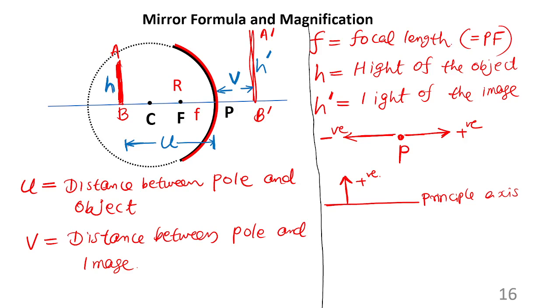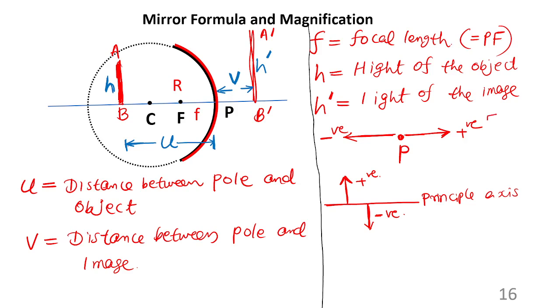But any height below the principal axis, wherever may be the position, regarding height, the height is negative. For example, if you get the image A dash B dash like this, in that case H dash is taken as negative because the height is below the principal axis. If the height is below the principal axis, it is negative. If the height is above the principal axis, positive. Clear? So the sign convention is very, very important.